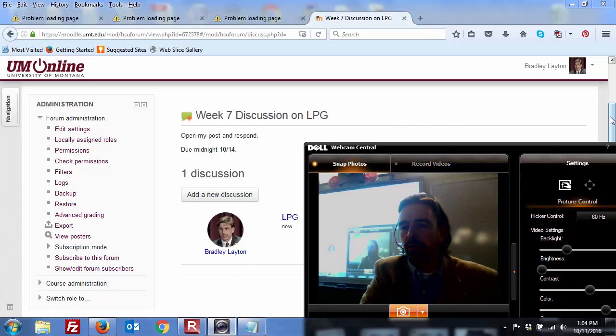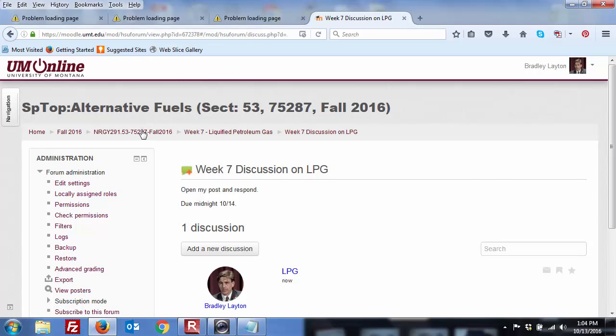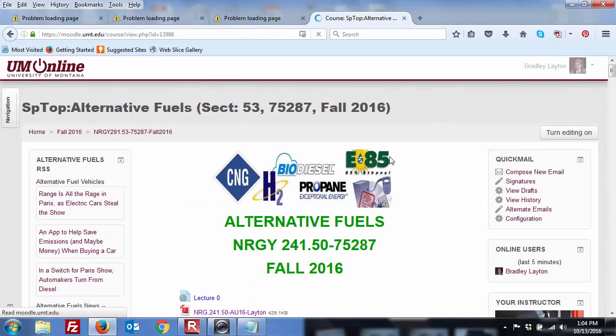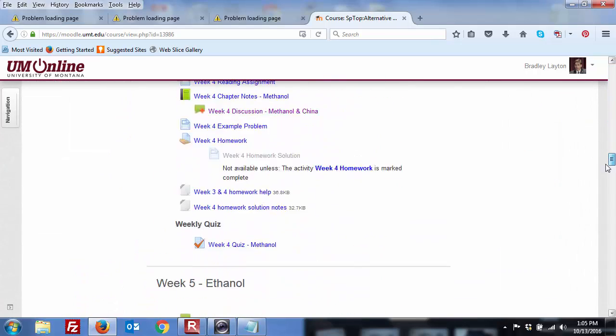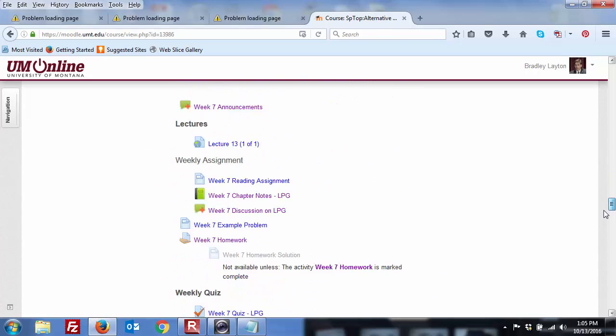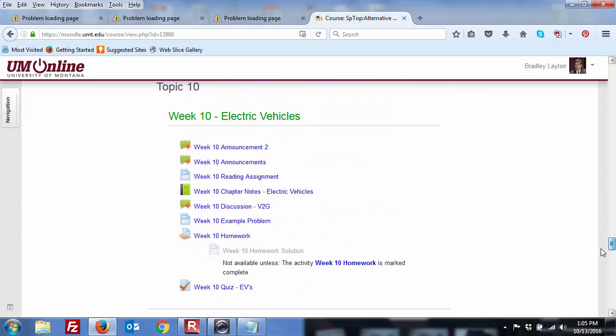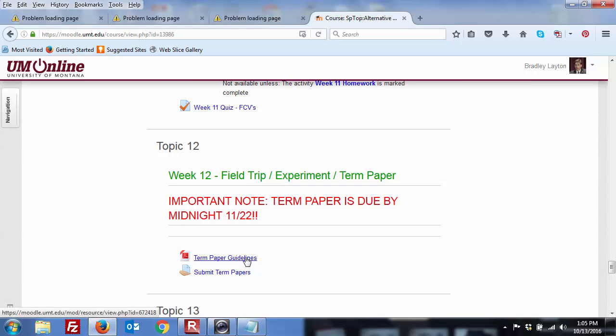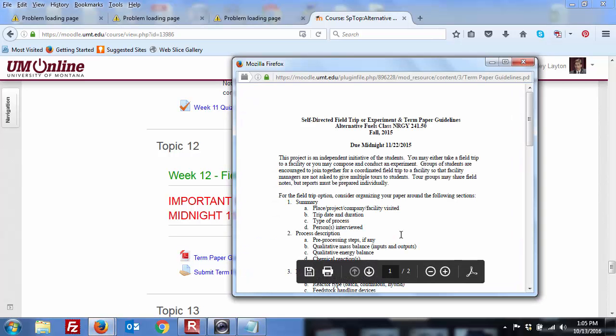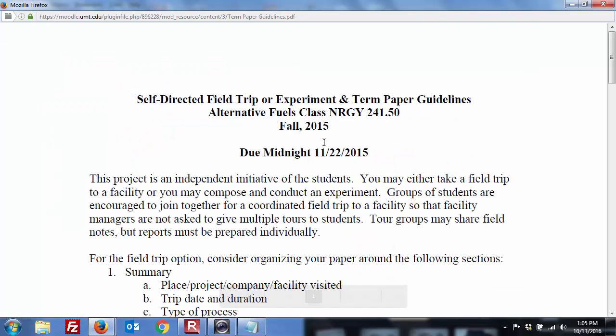I also wanted to take a little peek ahead. We're 5 weeks out from the term paper, so let me tell you a little bit about that. I know it's kind of down here, but I want to bring this to your attention so you're not caught off guard. Term paper guidelines. Again, this says fall 2015, but it's the same for fall 2016. Self-directed field trip or experiment and term paper guidelines.